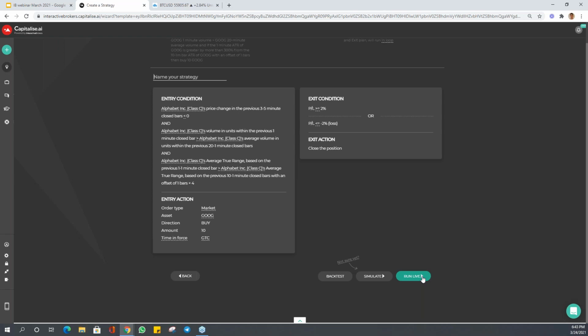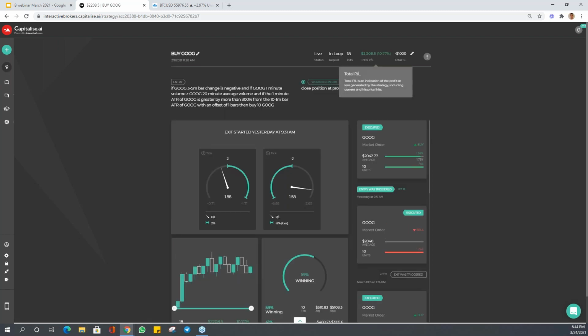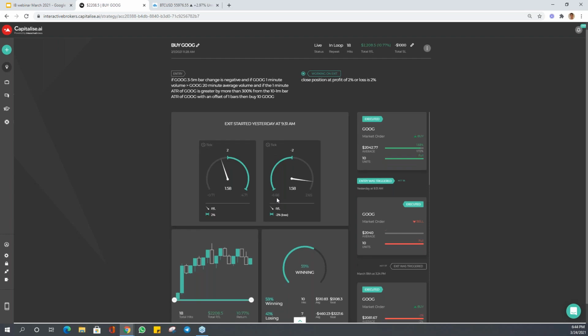Every time your triggers are met, it will enter the market. Every time your exit conditions are met, it'll trigger via your IB account. If I go back to my strategies, we can actually see some live strategies here. This is the one I've just tested, which I've been running for the past month and a bit. You can see I've got 18 hits. The P&L is at 10.77. And here are the hit charts.